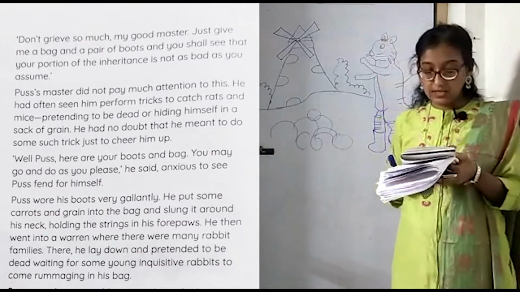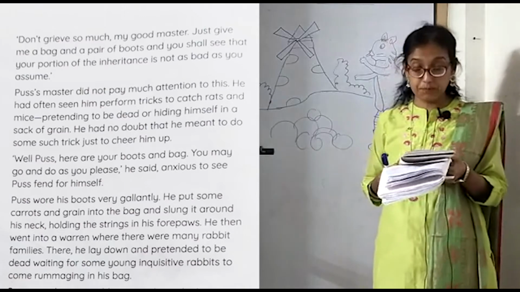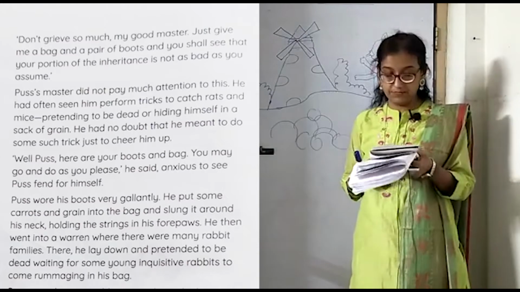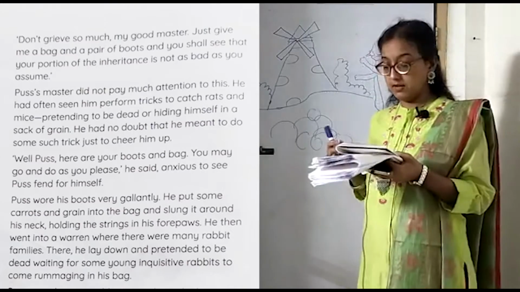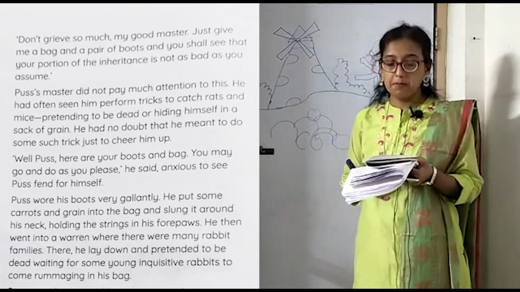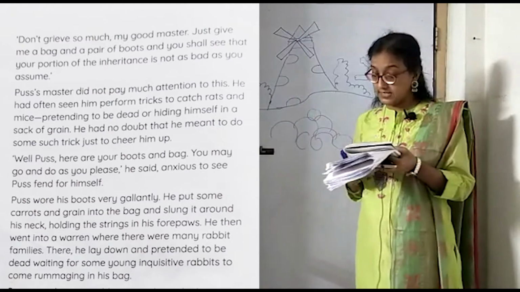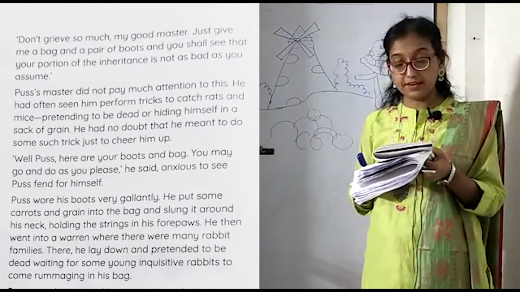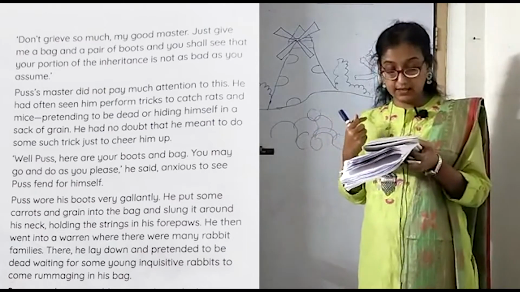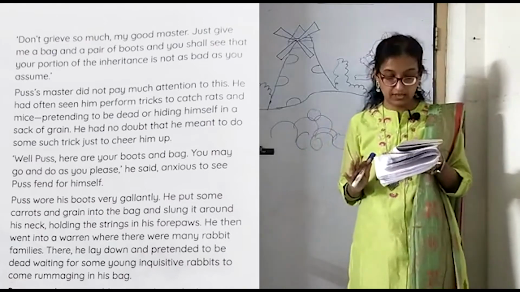Well, Puss, here are your boots and bag. You may go and do as you please, he said, anxious to see Puss fend for himself. Now he gave the boots and the bag to Puss and told him, do whatever you want to do, but do it on your own. Puss donned his boots very gallantly. He put some carrots and grain into the bag and slung it around his neck, holding the strings in his forepaws. Now he managed everything.